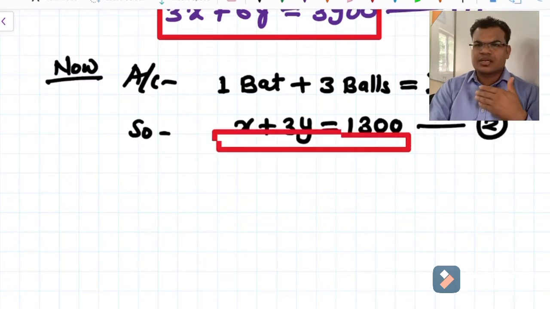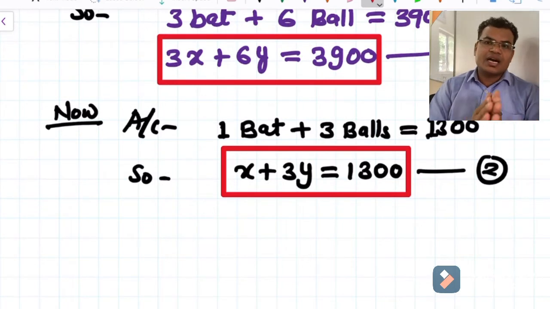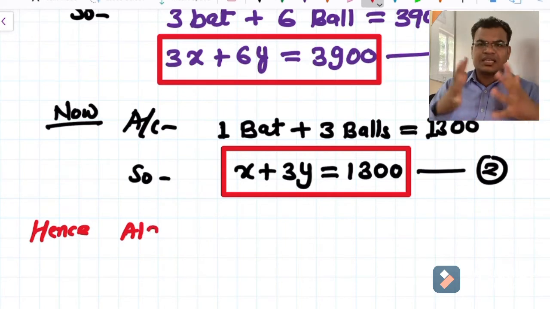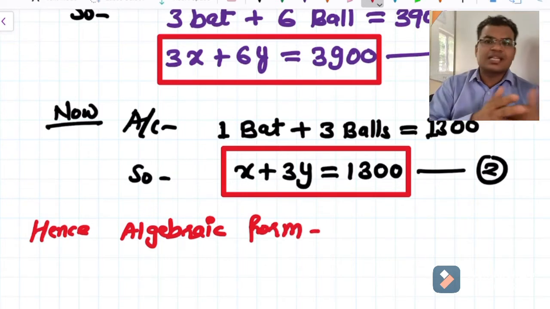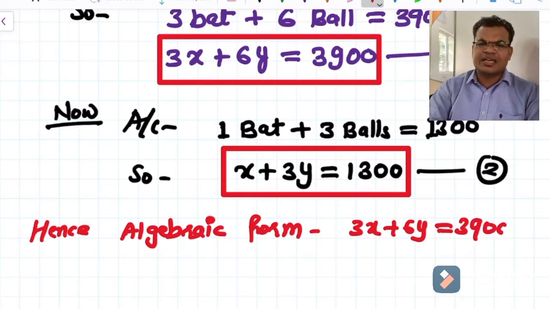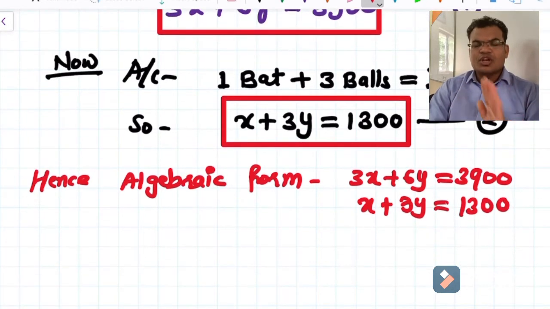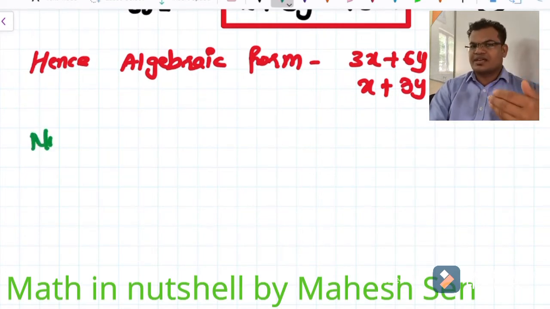So the two equations are clear to you. Now what are you going to do? I will tell you, when you make the equation, this is called an algebraic equation. So these equations are the representation of the given situation algebraically. So what is formed algebraically? 3x plus 6y equals 3900, and x plus 3y equals 1300. Clear? So the first step is clear to you. Now we are going to the second part.